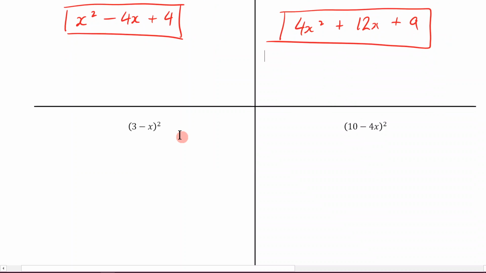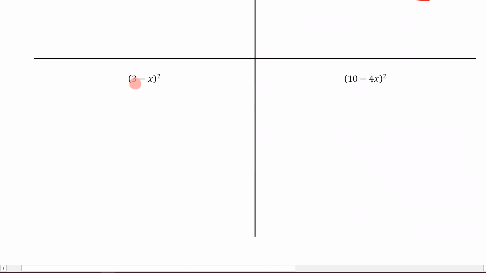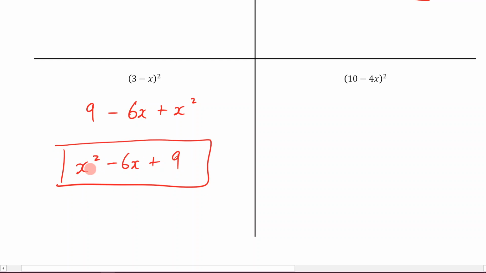Let's now do the next one really quick. You square your first term, 9. Then you go 2 times the product of these two numbers. Negative x times 3 is going to be negative 3x times 2 is negative 6x. Then you square your last term. Negative x squared is going to be plus x squared. And people, this is correct, but people like to put the x squared term first, then negative 6x, then the plus 9 there. But both of those are correct. But people just like putting the squared term at the front.